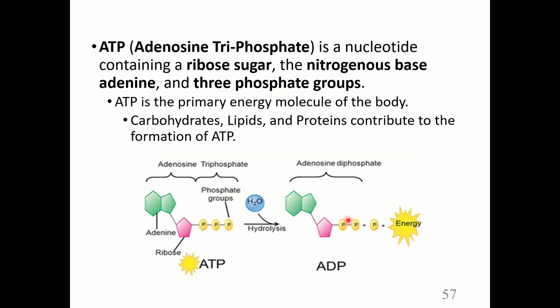ATP, or adenosine triphosphate, is a nucleotide containing a ribose sugar, a nitrogenous base, and 3 phosphate groups. ATP is the primary energy molecule of the body. Carbohydrates, lipids, and proteins contribute to the formation of ATP, particularly glucose, fatty acids, and amino acids. We'll talk about ATP a lot throughout anatomy and physiology, particularly starting with the next chapter on energy metabolism.